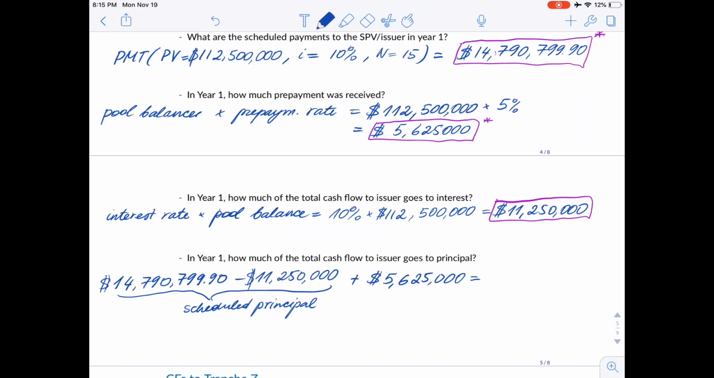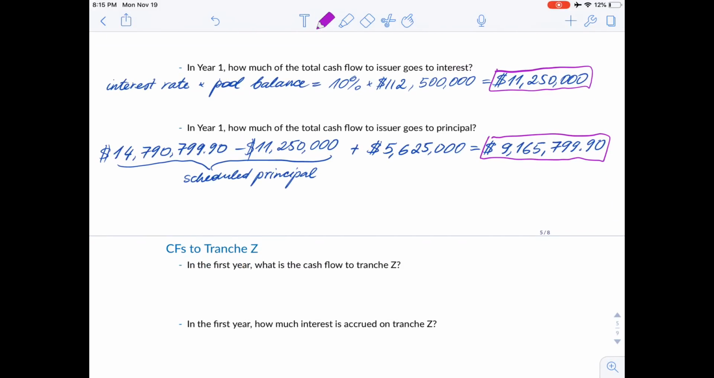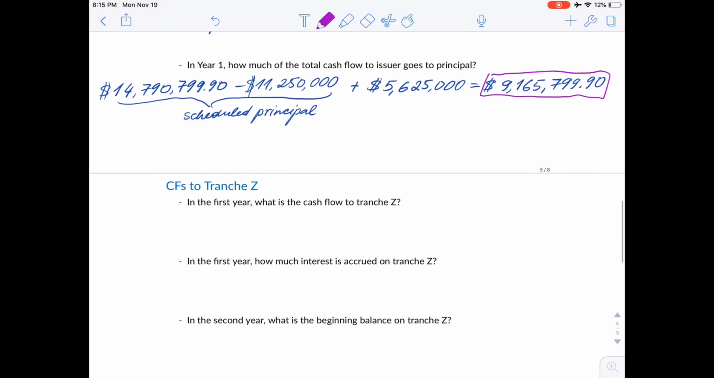So the total that I got here is 9,165,799.90. Okay, so this is the principal portion of the entire cash flow, and then the 11.25 is the interest portion of the entire cash flow. So let's now think about how the cash flows are dispersed and how that changes the balance on each of the tranches. So let's start with tranche Z.